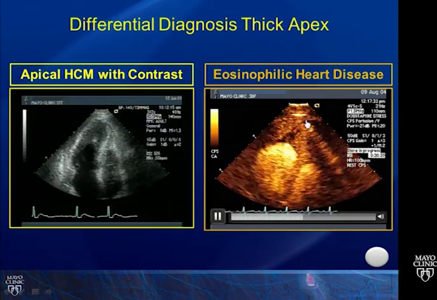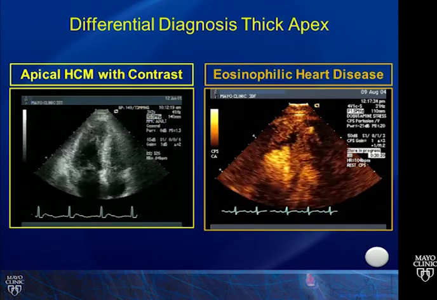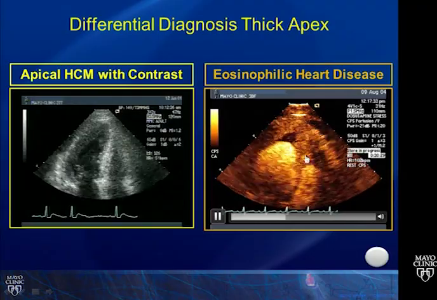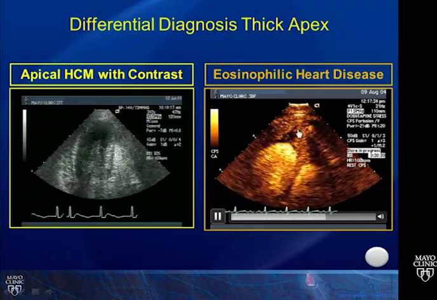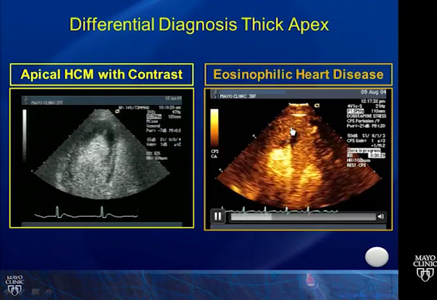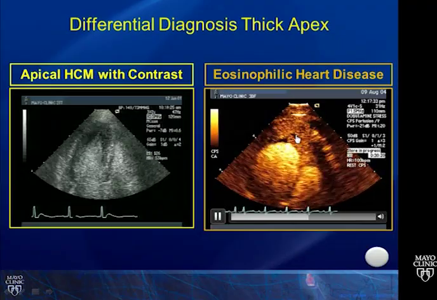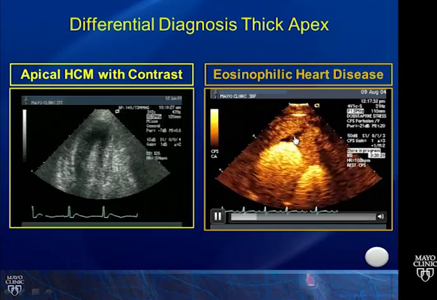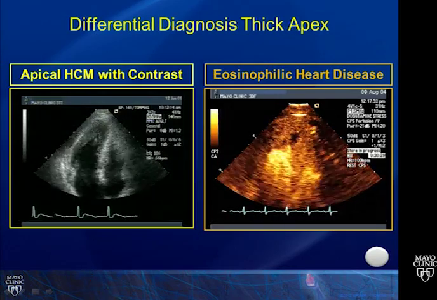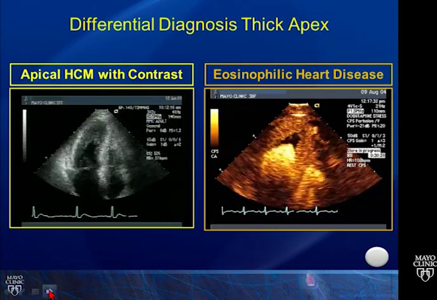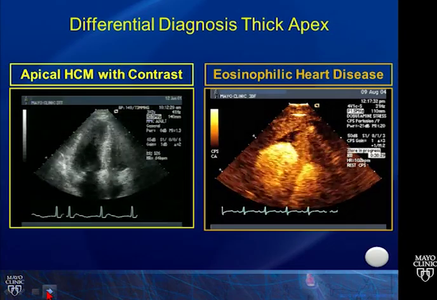And compare that then to something that they also ask you about on boards, and that's eosinophilic heart disease. That was one of our systemic diseases that they wanted us to be aware of. If you give contrast here, the apex in two-dimensional may look very similar to an apical hypertrophic cardiomyopathy. But when you give the contrast, what your apex is filled in with is thrombus. So they're very distinct, and really contrast makes that distinction for us between apical hypertrophic cardiomyopathy and hypereosinophilic or eosinophilic heart disease.